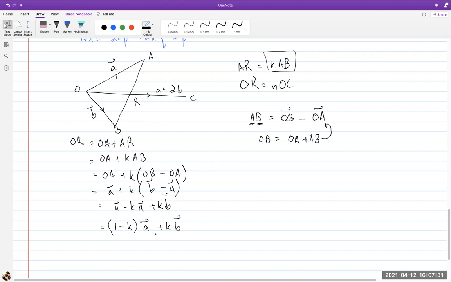Then they're saying find OR in terms of N. So we have to involve N somehow. So what is OC? We already know what OC is. OR is N times OC. And what is OC? It is A plus 2B. So you just plug that in there. And there you go. You found it. NA plus 2NB. And that's it. Not much science in this.